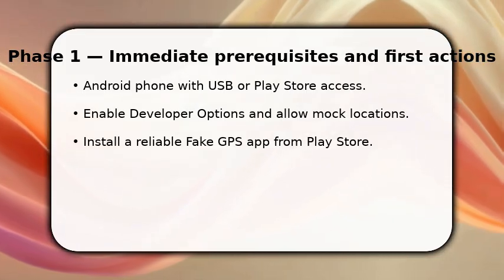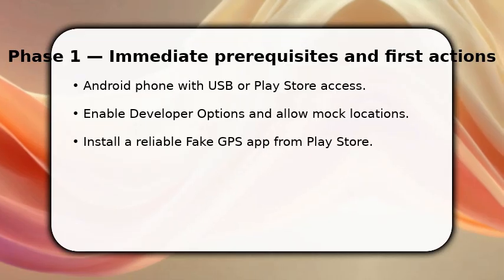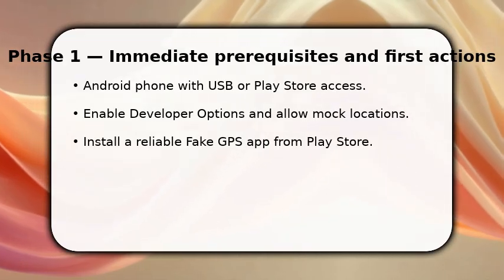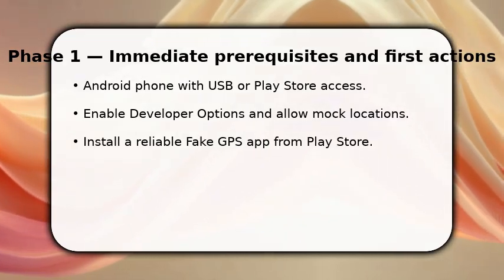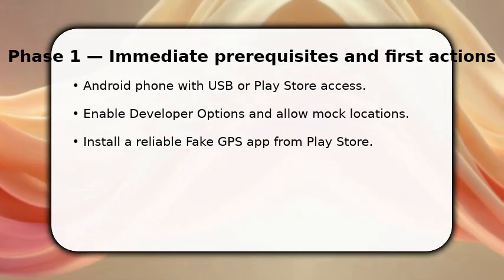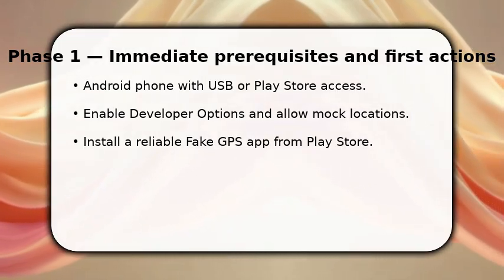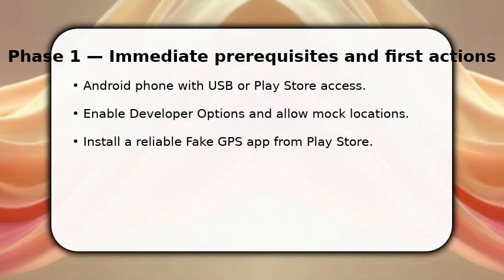Next, give Snapchat normal location permission so it can read the spoofed GPS. Without permission, Snapchat won't show the changed position. Now you're set to configure the fake location. Move to the app and choose the spot you want.